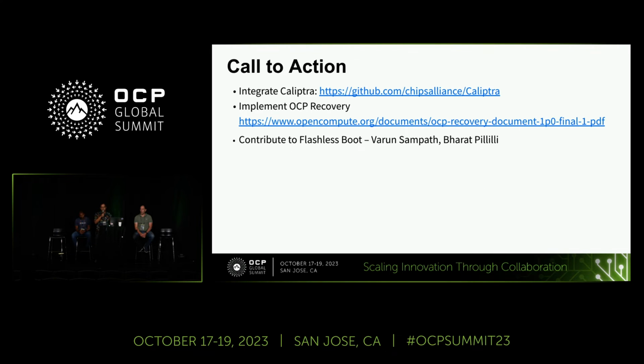And our call to action as we move towards the data center architecture of the future: in the short term, implement Caliptra and OCP recovery. This is going to be helpful for the platforms of today. And then tomorrow, work with us on improving and implementing flashless boot.